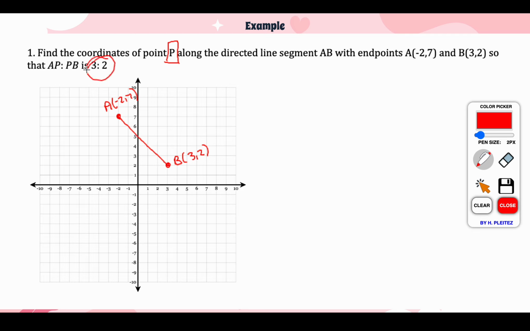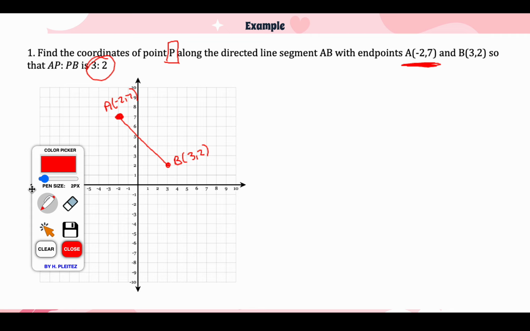So this ratio is super important. Now, the first thing that we want to figure out is what is our start point. Well, our start point is A. They list A first, so this is going to be like our home base when we're finding a bunch of numbers and using formulas. We're going to use A to get us started.